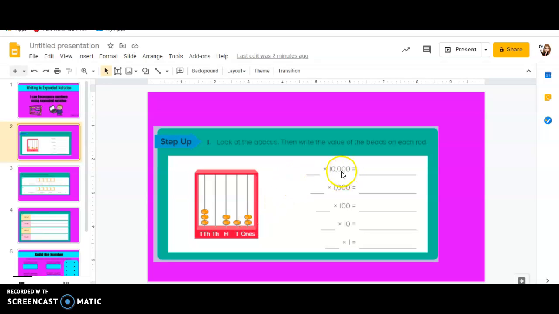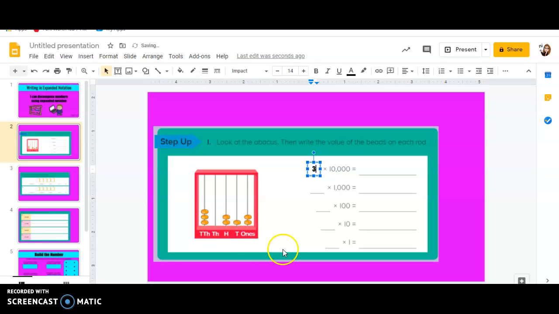So if you see up here to the right, we have the number 10,000. And that is in standard form representing the 10,000s place value. Next to it, I'm going to fill out the digit that is in that 10,000s place value. So I have to count the beads on my abacus. I have 1, 2, 3. So I'm going to put 3 because I have 3 beads on my 10,000s place value.